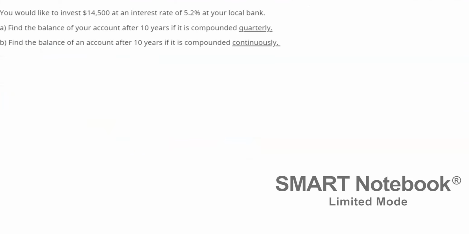You would like to invest $14,500 at an interest rate of 5.2% at your local bank. Find the balance of your account after 10 years if it's compounded quarterly, and then if it's compounded continuously. So, again, I did see a lot of correct answers, but I did see some that were a little bit off because of rounding, and I also saw some that were off by quite a couple thousand dollars. So I would really consider getting your work out from when you did this exit slip to see maybe what you did wrong the first time if you did get these wrong.